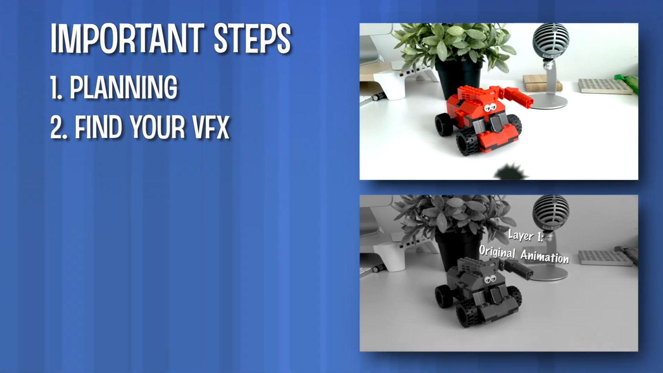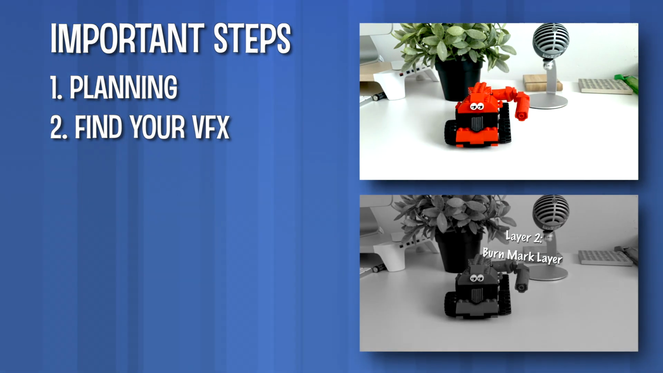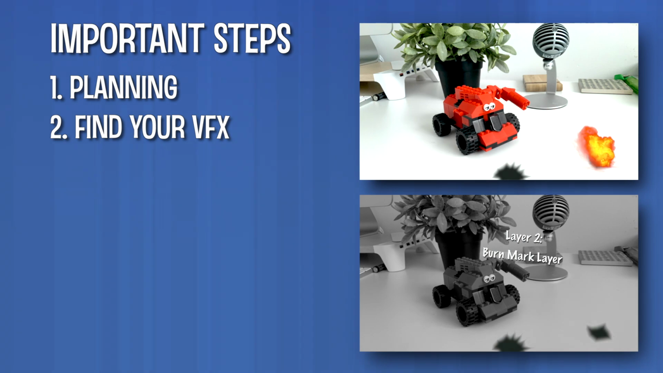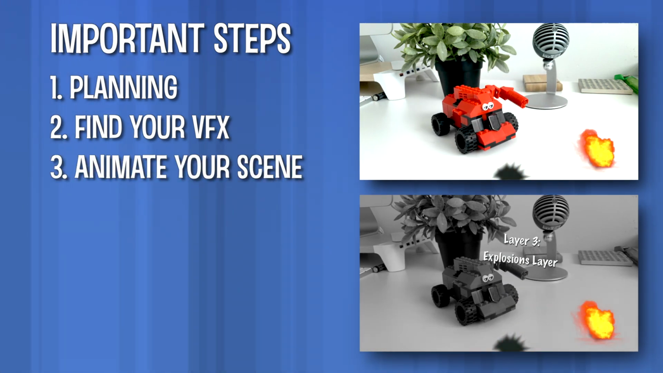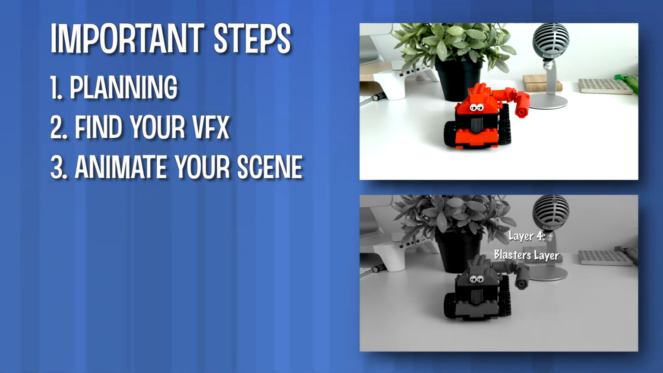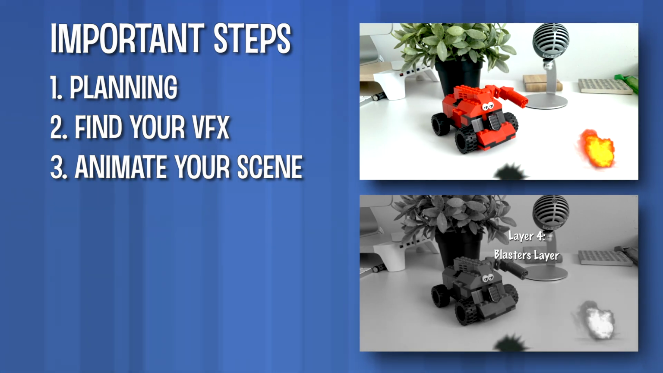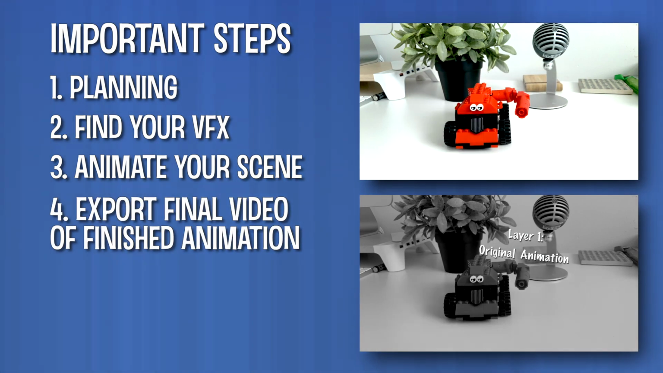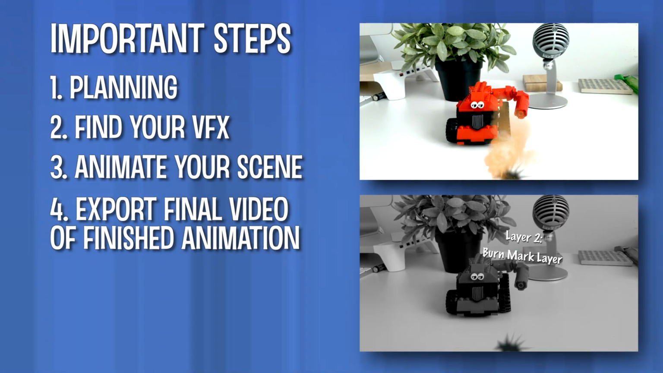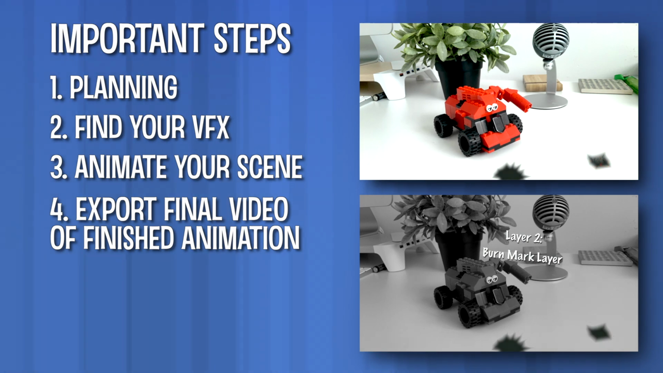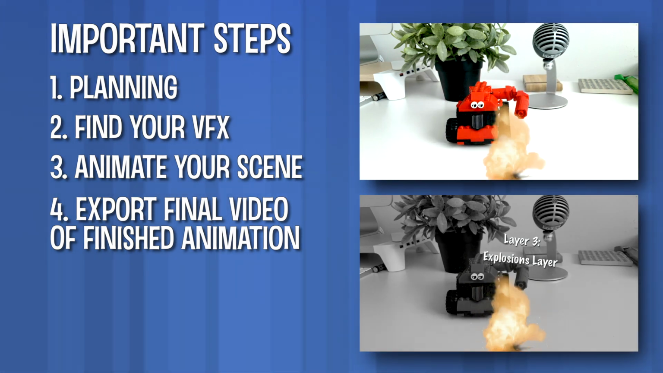So after you've planned out your animation and found your visual effects to match what you wanted to do in your video, then it's time to start animating. After you've finished your animation and you've assembled everything into a video, that's when it's time to start adding your effects. It might be easier to do these in separate projects and to first export your animation as a video, then bring that into a new project before you start trying to mess around with adding visual effects.